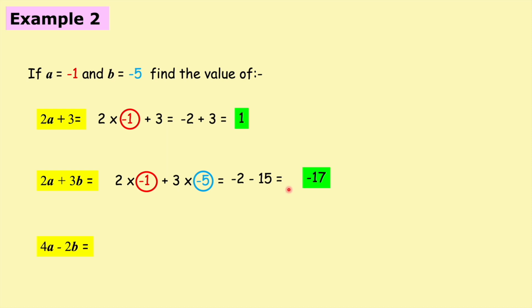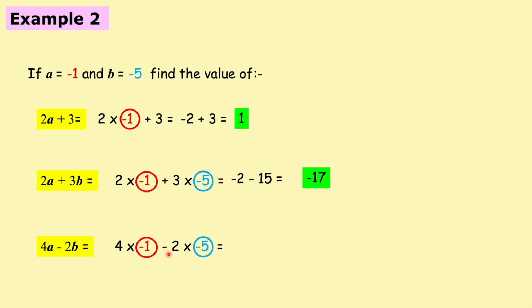And then last one is 4a subtract 2b. So this means 4 times a subtract 2 times b. So 4 times -1 subtract 2 times -5. Now what we're going to do here is we're still going to use our BODMAS skills. So we're going to do 4 multiplied by -1. But we're going to imagine that this symbol here is joined to this 2.